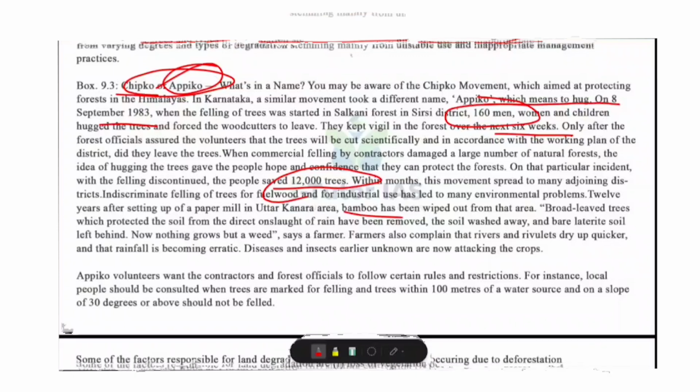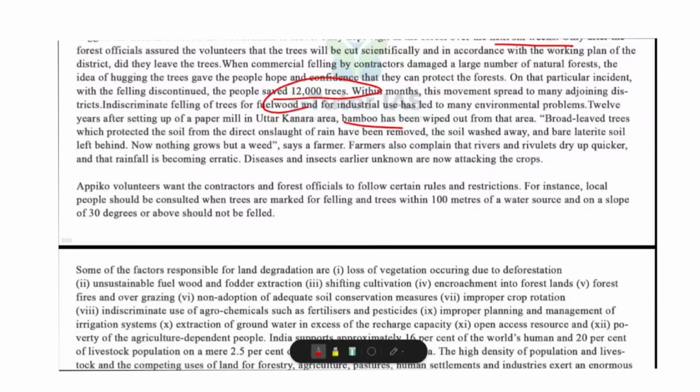So building on the Appiko movement, the volunteers didn't just hug the trees. They wanted contractors and forest officials to follow certain rules and restrictions. Local people must be consulted before felling trees.